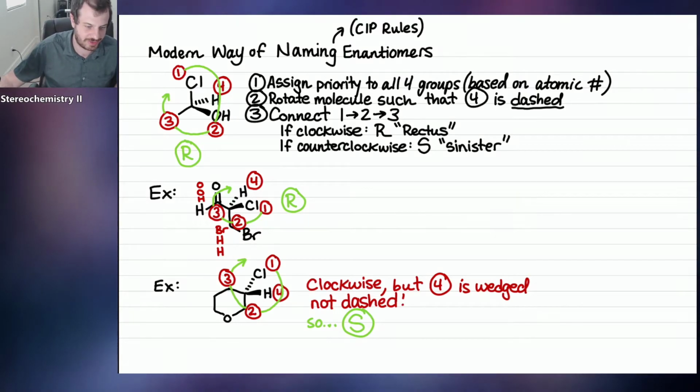Okay, so that's a nice trick, and then you don't have to worry about flipping the group. Sound good? Well, that's all well and dandy if the lowest priority group is a wedge. We already know what to do when the lowest priority group is a dash. We just do things normally. When the lowest priority group is a wedge, we do things normally and then flip our answer. But what happens if our lowest priority group is neither a wedge nor a dash, but a flat line? Let's take a look at an example of that.